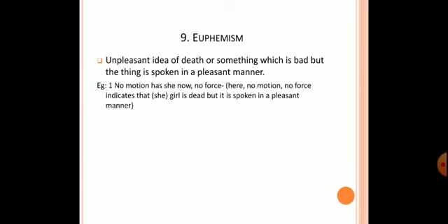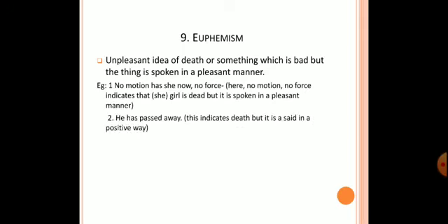The first example over here is, no motion has she now, no force. Now over here when we read the sentence, no motion, no force, it indicates that she, the girl, is dead. But it is being said in a pleasant manner. It is not directly being said that the girl is dead or that the girl is no more. Yes, but it is said that no motion has she now, no force. So something regarding death is being said in a pleasant manner.